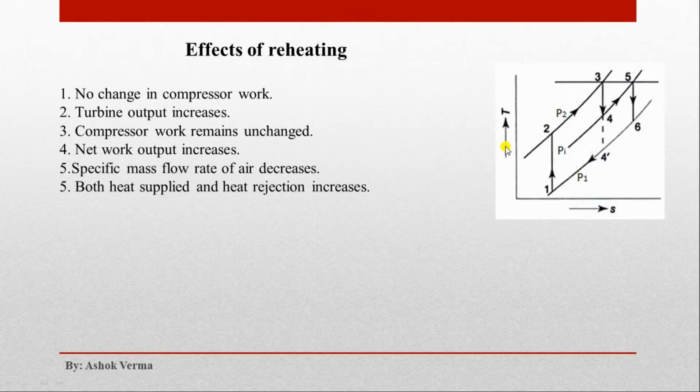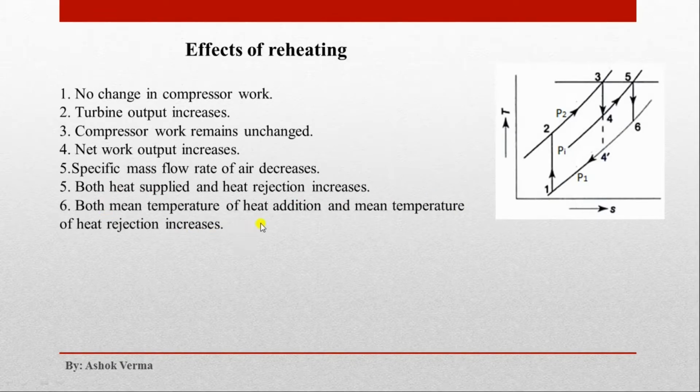So the heat supply increases, and you also have to reject more heat, because the previous process without reheating was 3 to 4, and you had to reject only from 4 to 1. But if you are using the reheating, then you have to reject the heat from 6 to 1. So you have to reject more heat. So the heat rejection will also increase.